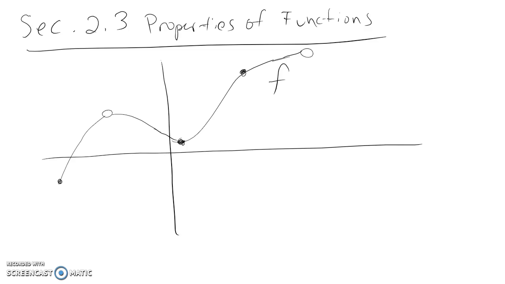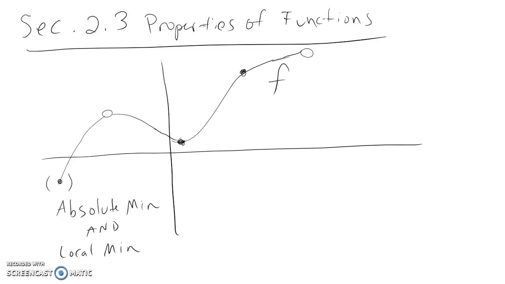Let's start here over on the left. This point here we would call an absolute maximum and a local maximum. I'm sorry, not maximum, minimum. Maybe I should start this whole video over again. I'm not going to do that. Absolute minimum and a local min.